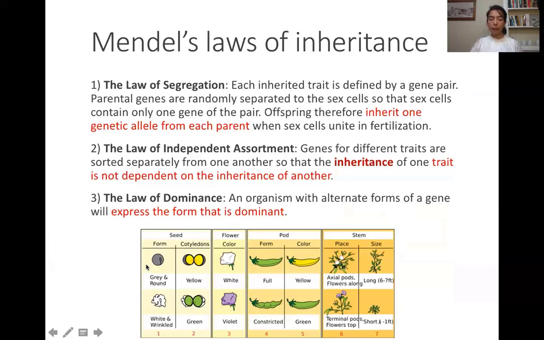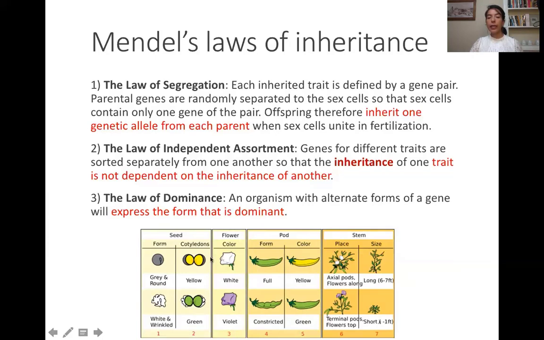The seeds in the peas, you probably have eaten them. They can be green. Most of the ones that we eat are green, but they can also be yellow, and they are smooth, but they also can be wrinkled. He also looked at the pod and some features of the pod, and he looked at the stem.